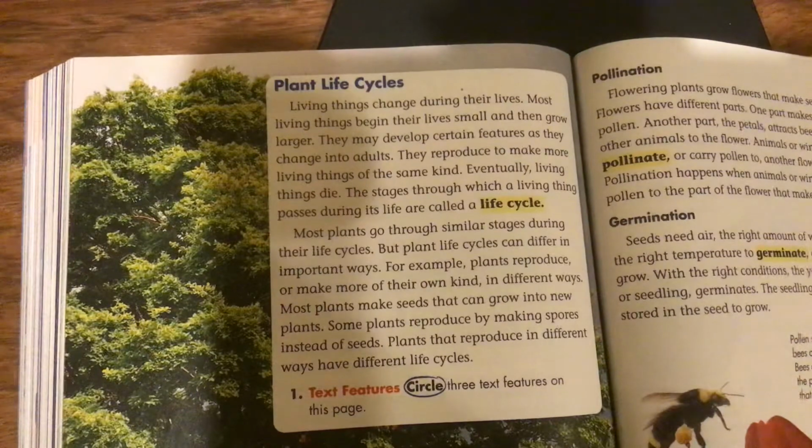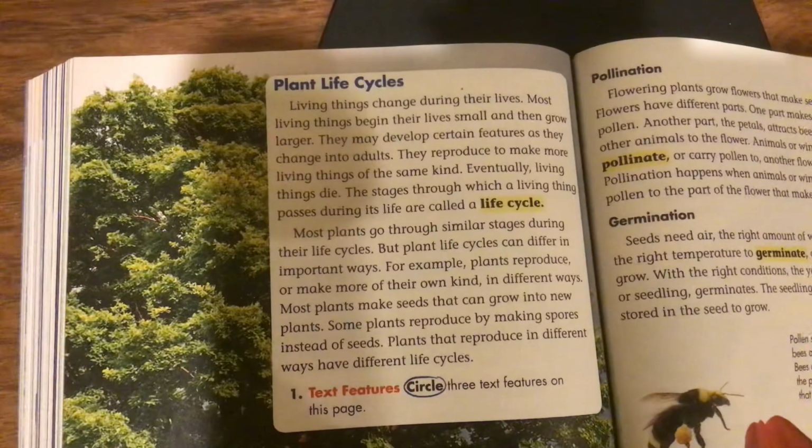Most plants go through similar changes during their life cycles, but plant life cycles can differ in important ways. For example, plants reproduce or make more of their own kind in different ways. Most plants make seeds that can grow into new plants. Some plants reproduce by making spores instead of seeds. Plants that reproduce in different ways have different life cycles. We'll talk more about that in a page or two.